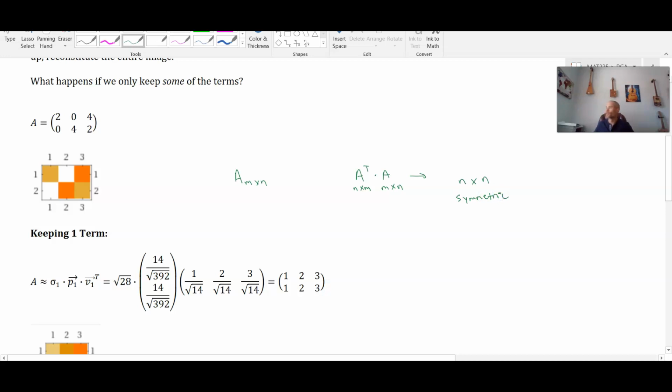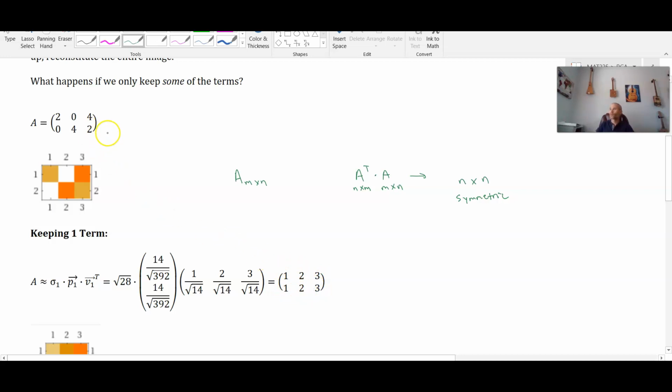matrix. When you multiply a matrix by its transpose, you not only get a square matrix, but you get a symmetric one. Beautiful result. Now, from our computation, if I were to say, I want to approximate A by only keeping the first term, sigma 1 times P1 vector times V1 transpose, and I multiply them together, I get the matrix 1, 2, 3, 1, 2, 3.